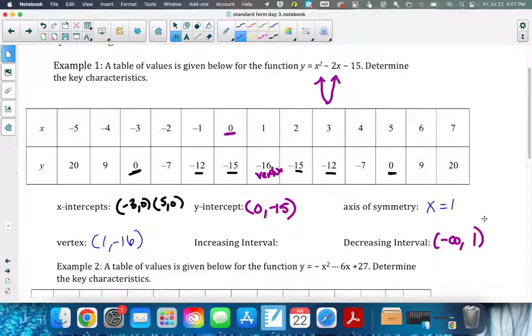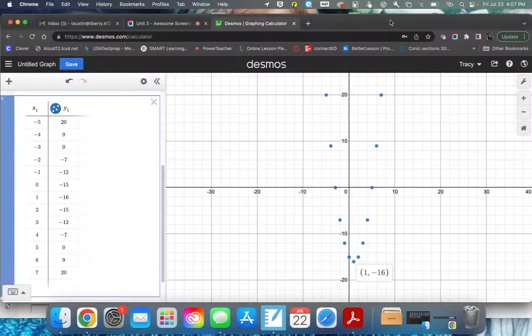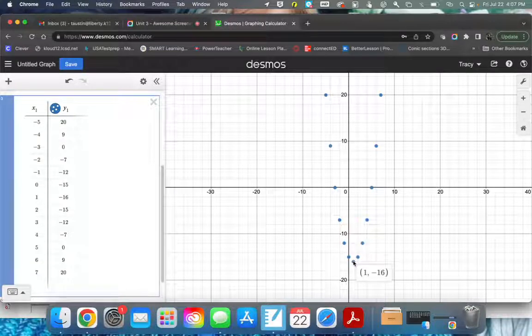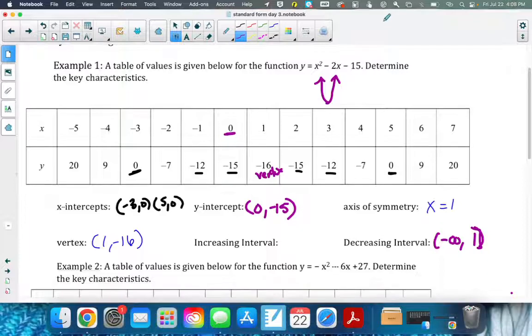And again, we can prove that by looking at the Desmos graph, right? If this is my vertex, then this would be the side that would be going down. So remember, this is -infinity off to the left. So from -infinity to 1, the graph is going down, and then it turns around and goes back up. So again, you can graph this in Desmos. There's nothing wrong with that. But if you're good at looking at patterns, you might be able to pull these from just the table. Okay, so that means my increasing has to be from 1 to +infinity.